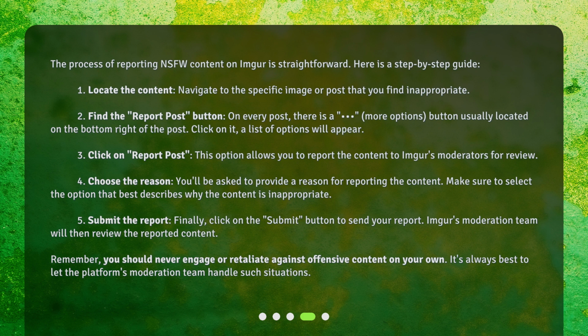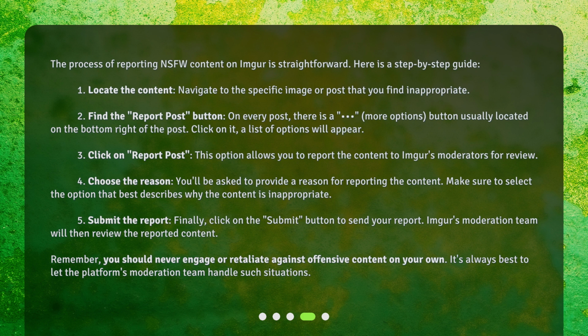On every post, there is a More Options button usually located on the bottom right of the post. Click on it. A list of options will appear. 3. Click on Report Post. This option allows you to report the content to Imgur's moderators for review.